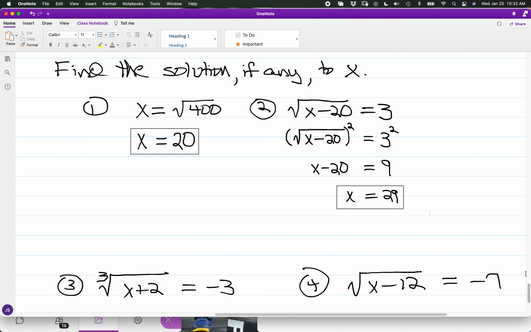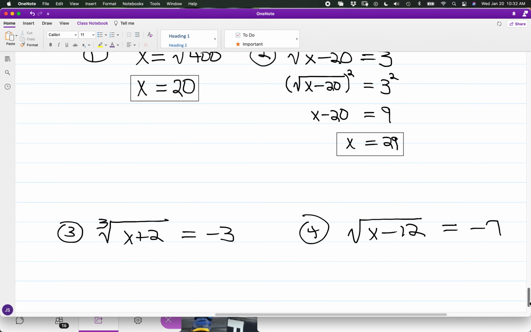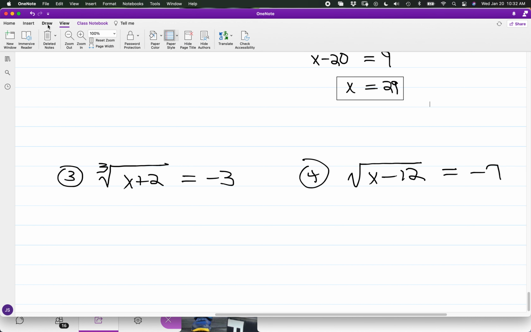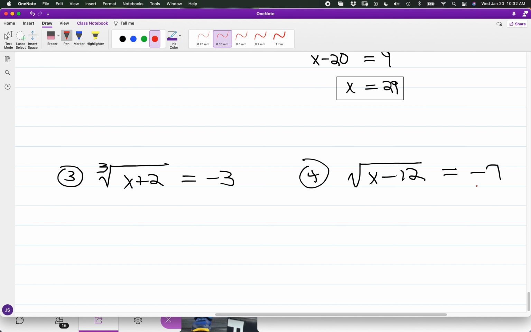And for what we have with the next portions, I'm just going to mention for the square root of x minus 12 equal to negative 7, we have an even root. And again, the even root of an expression cannot reduce to a negative constant. And because of this, okay, we have no solution, again, because of the principal square root rule.